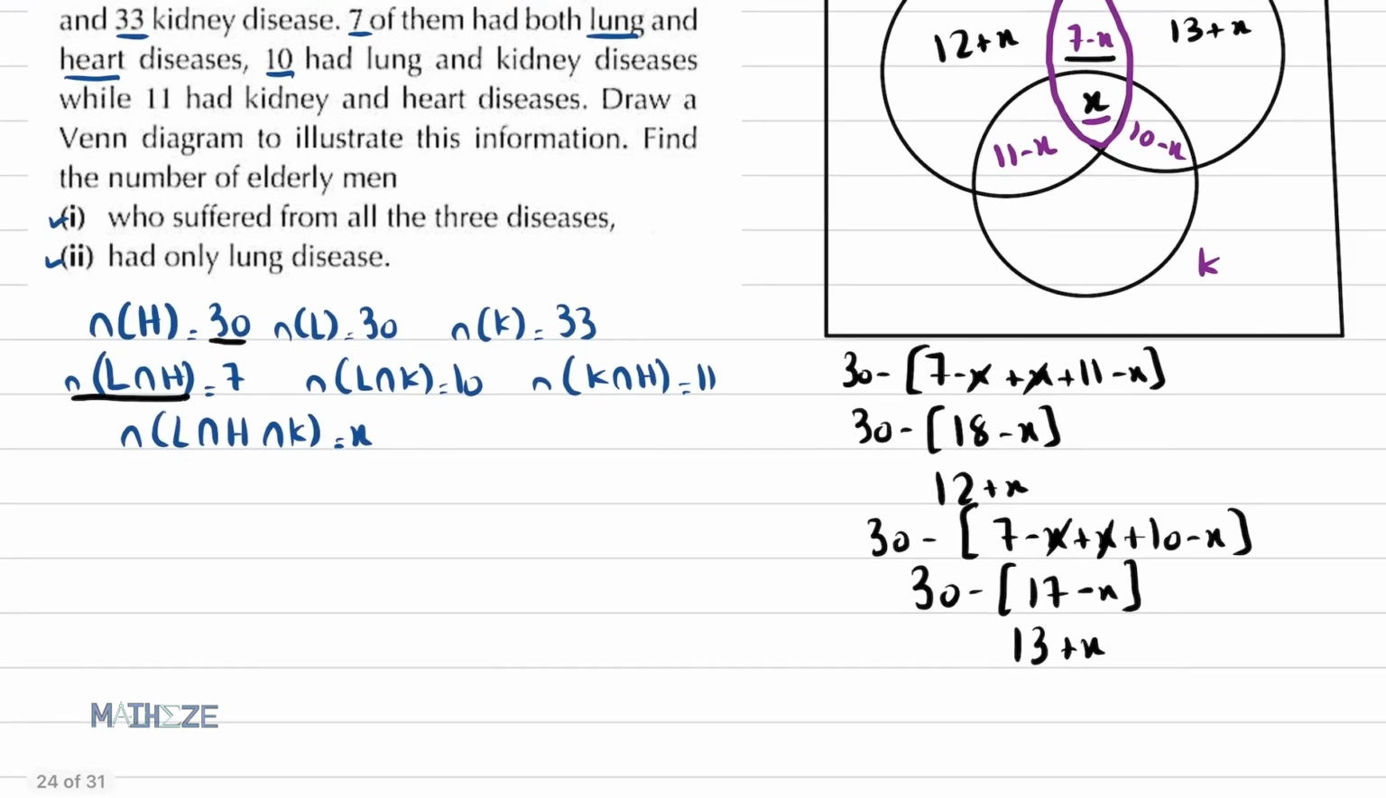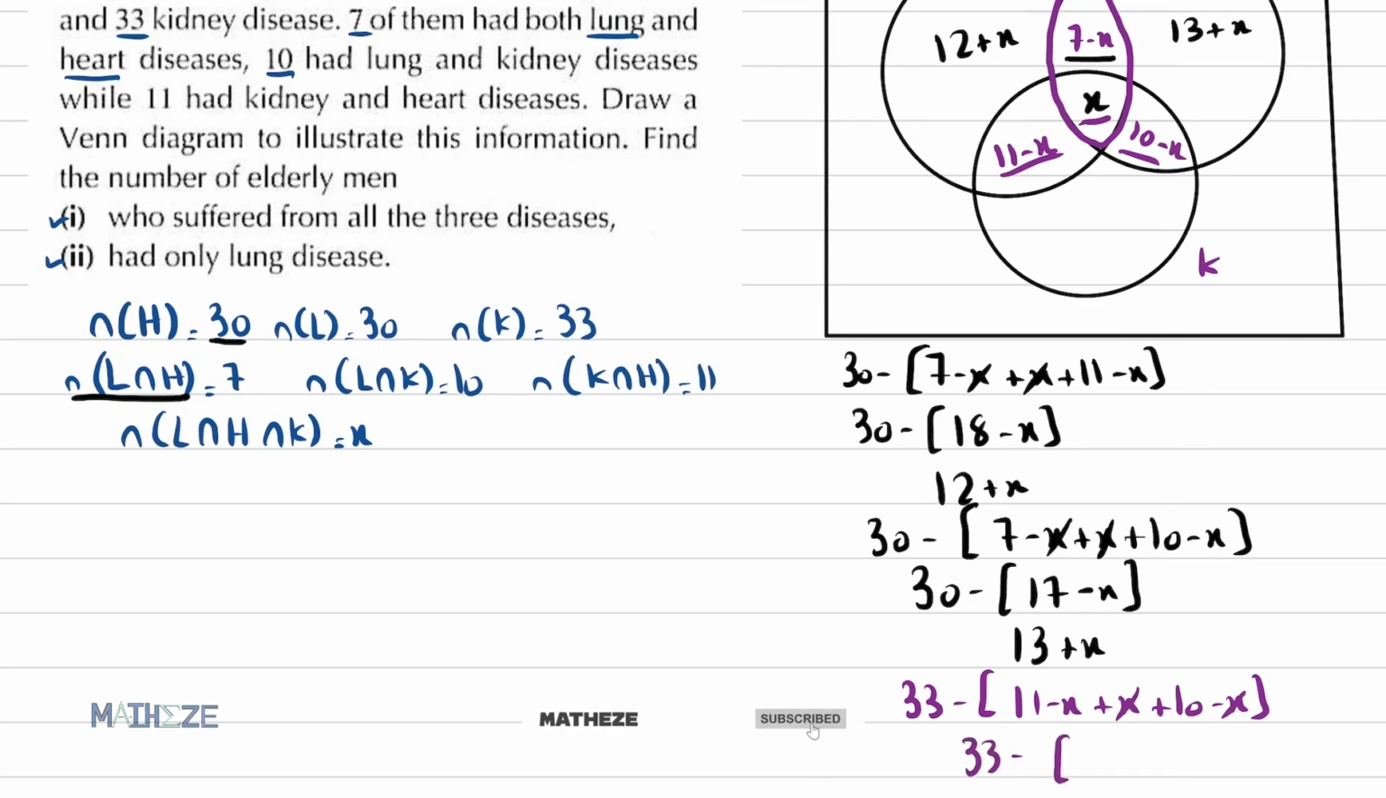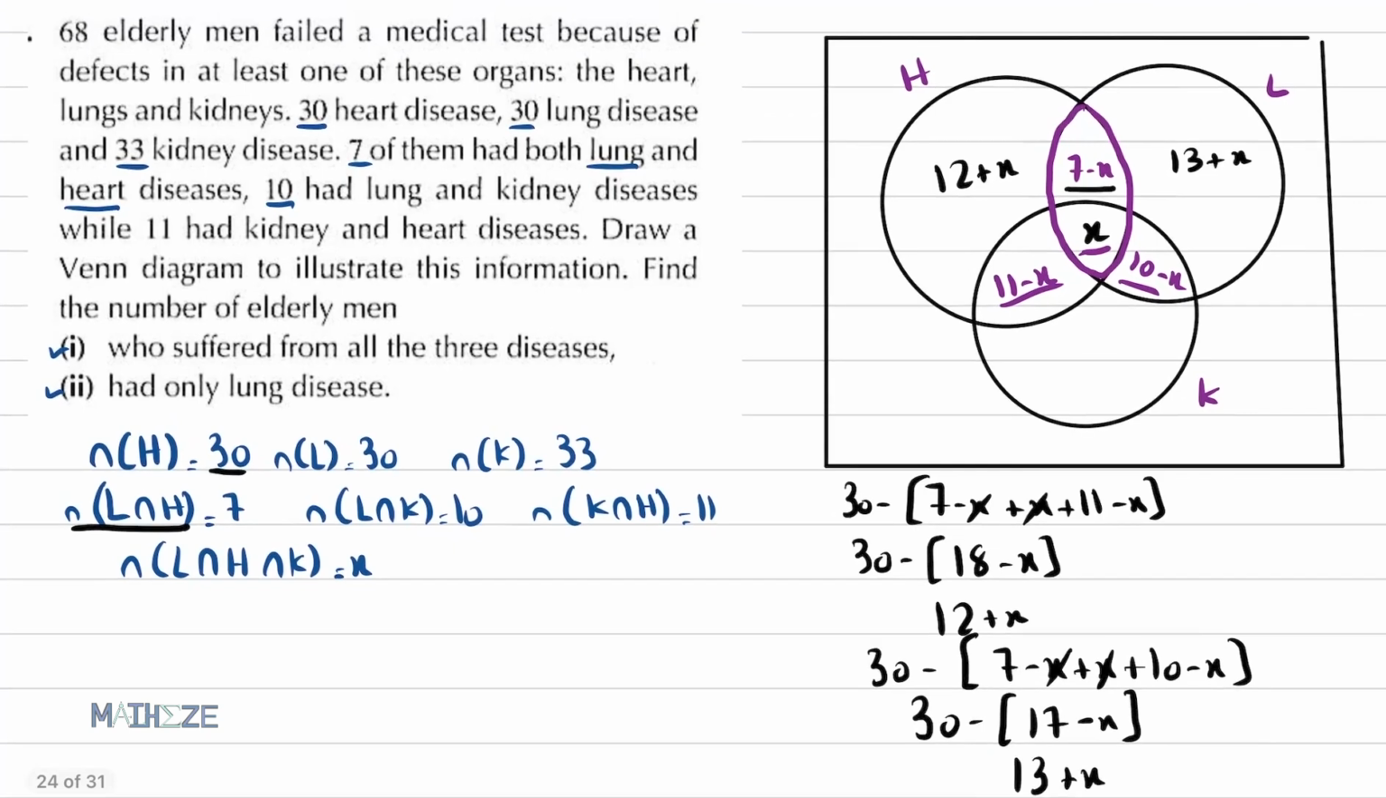Then similarly, let's do it for kidney. How many kidney people were there, guys? 33. Let's subtract these three from it. So it's going to be 11 minus x plus x plus 10 minus x. Can I cancel this? 11 plus 10 is 21. 33 minus 21 minus x. That makes 12 plus x. So I'm going to write 12 plus x.